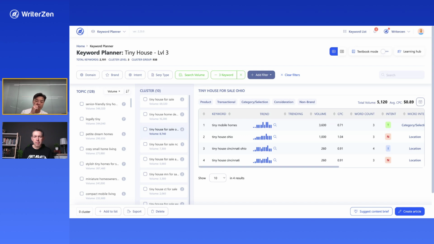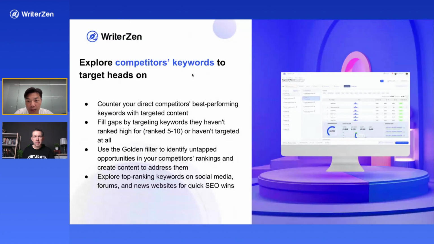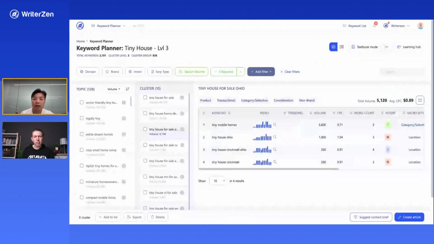What this means is, for example, again, you want to look at the domain filter or the ranking list. Sorry, here I share this tab so you can see this third point that we're building: counter your direct competitor's best performing keyword with targeted content. So what I mean here is, let's go back to this tab.